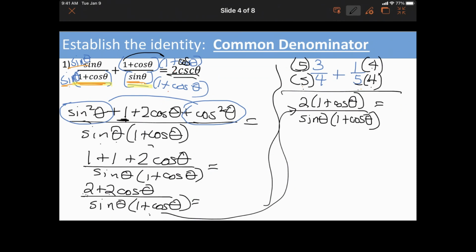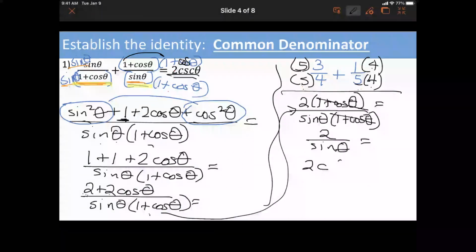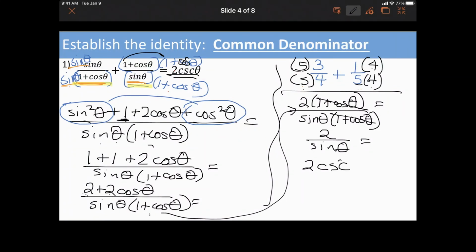Okay. What do we know? All right, so you can see this is going to go to that. So I have 2 sine theta. 1 over sine theta is the same as cosecant, which is the same as here. Yeah, they're equal. Identical.